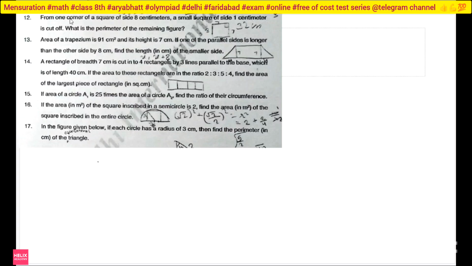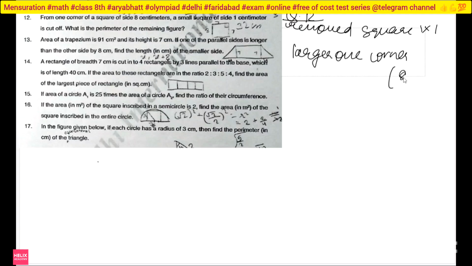See, in question number 12, from one corner of a square of side 8 centimeters, a small square of side 1 centimeter is cut off. Okay, 1 centimeter is cut off. What is the perimeter of the remaining figure? So the removed square, question number 12, removed square is what? 1 cross 1, right? 1 cross 1. And from what corner? Larger one corner. And the larger one is your 8 cross 8, right? So I will say that the full opposite sides remain of length 8.